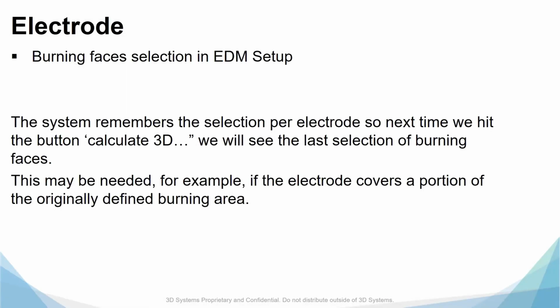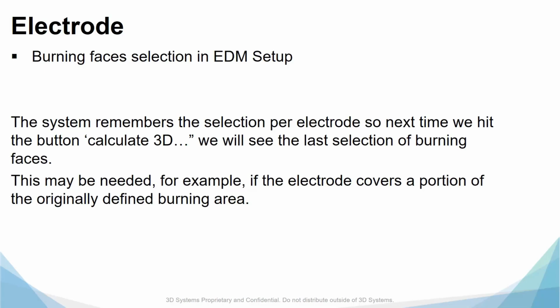Let's start with the first item, burning faces selection in EDM setup. In Cimatron 15, the system remembers the selection per electrode. So next time we hit the button Calculate 3D, we will see the last selection of the burning faces. This may be needed, for example, if the electrode covers a portion of the original defined burning area.